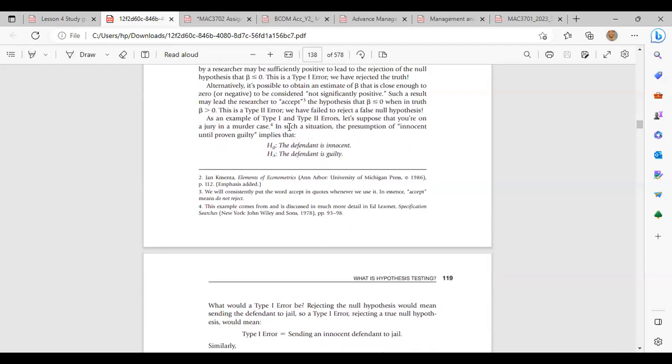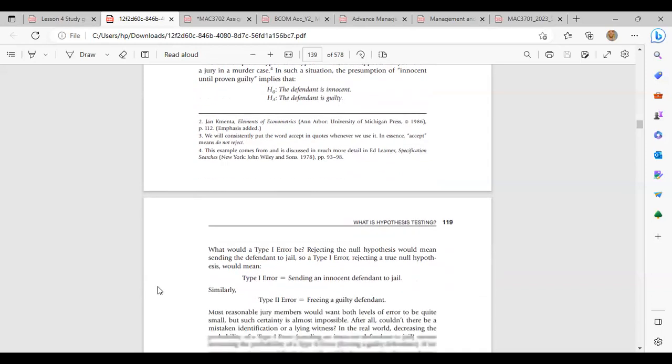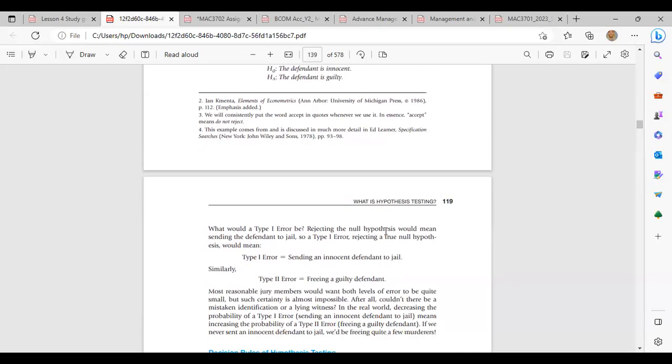Our expectation is that the defendant is guilty, right? So that's the alternative hypothesis. And what we do not expect is that the defendant is innocent. We have that there. So what will type 1 error be in those circumstances? It is rejecting a null hypothesis, which means sending the defendant to jail, right? So it means we are sending the defendant to jail, but the defendant is innocent. We are sending the defendant to jail, but this guy is innocent.